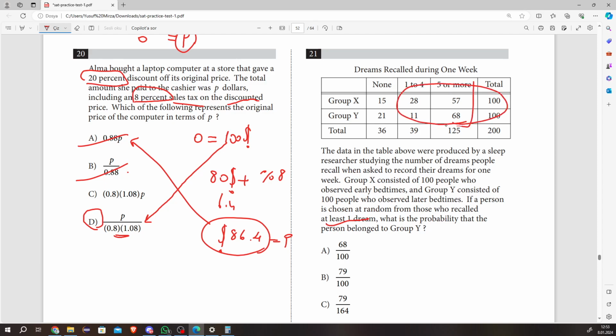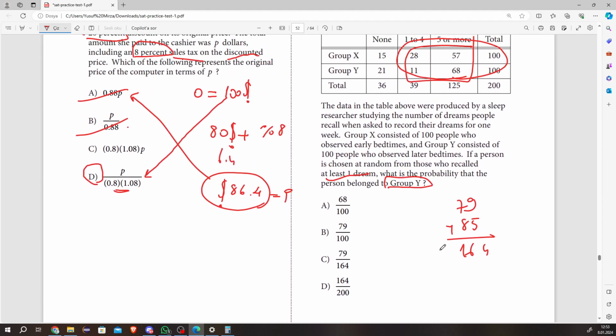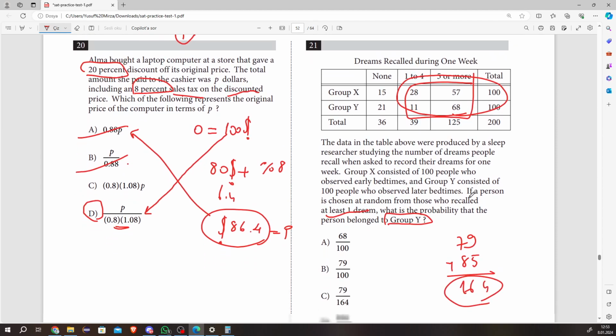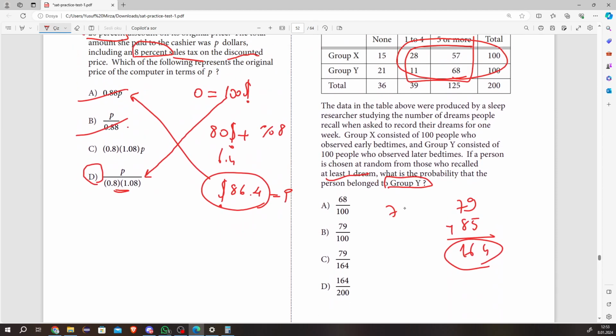Here, like here, and we are seeking group Y, and how many people are there? Let's add them. There are 154 people in there, and we are looking for group Y. Group Y consists of 79 people, so easily see.